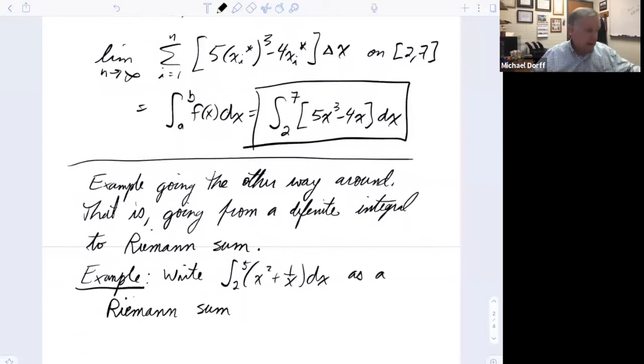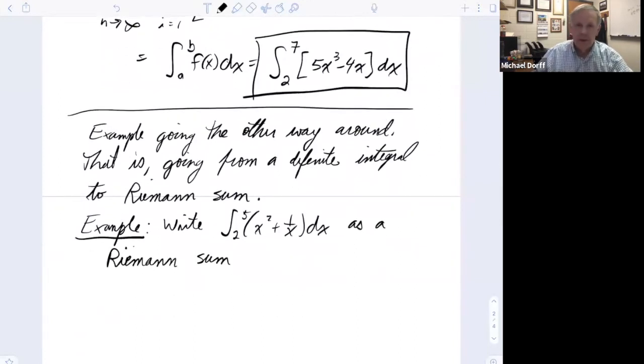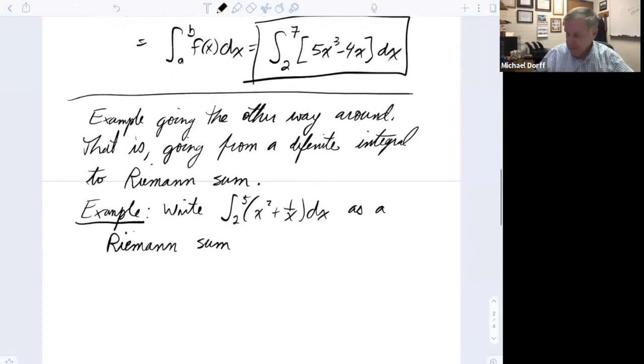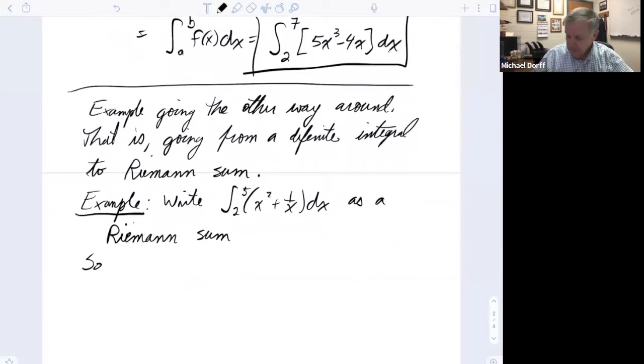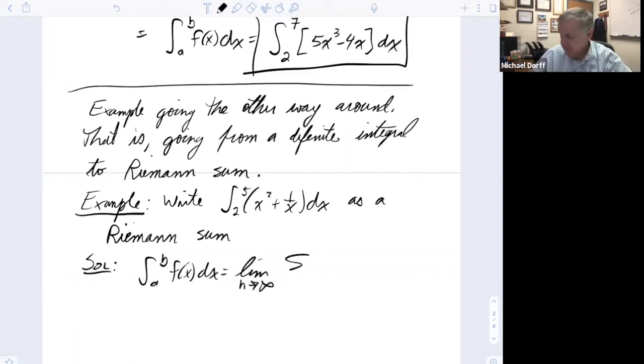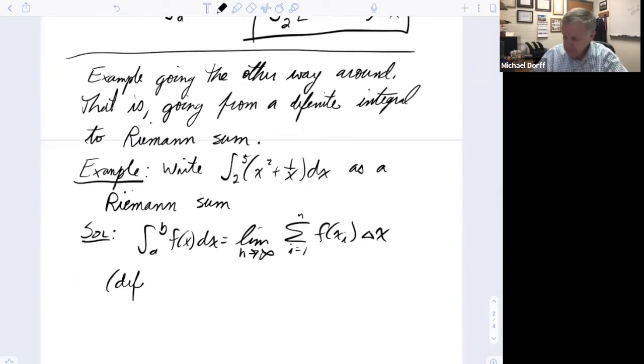And again, this is a German word. Riemann is a German name, and if you pronounce the E, when you have a word that's spelled IE, you pronounce the E first. So what do I do here? Well, I know that the integral from a to b of f of x dx is going to equal the limit as n goes to infinity of the sum i equals 1 to n of f of x of i delta x. That's the definition of the integral.